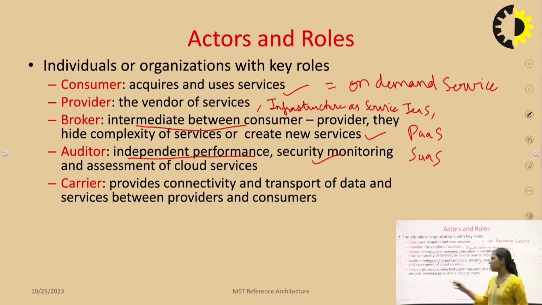The last is the courier. The cloud courier provides the connectivity and the transport of data. Means the connectivity between the consumer and the provider, or the provider and the broker. So all the connectivity is provided by the cloud courier. It also provides the transportation of data. Whatever data is required by a particular user or provider, it provides that data.